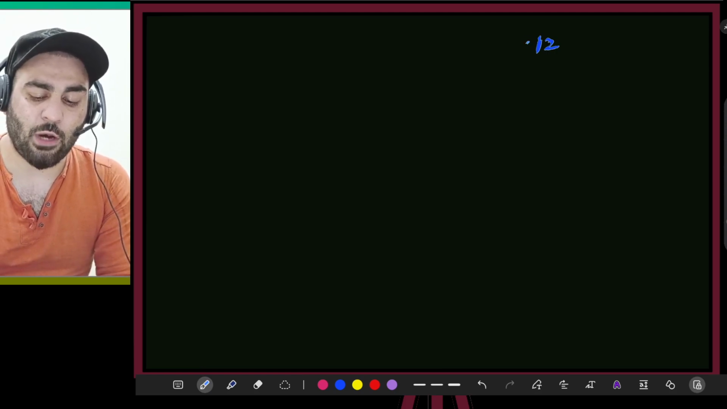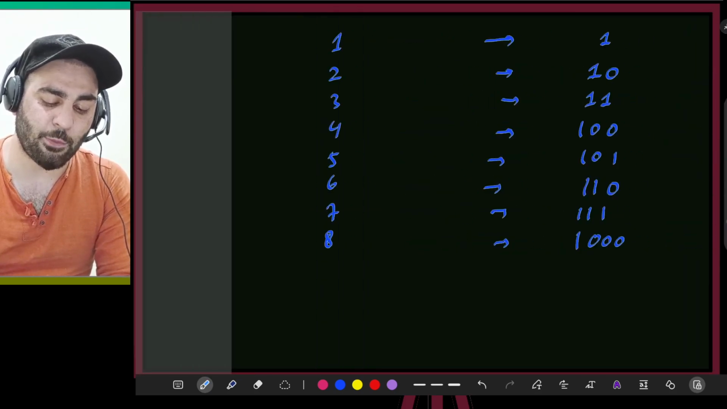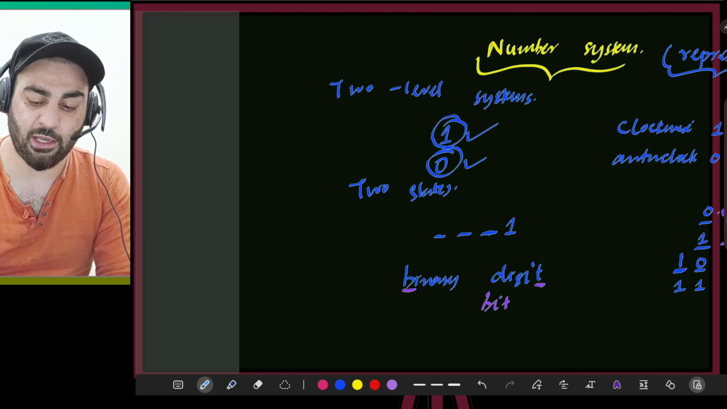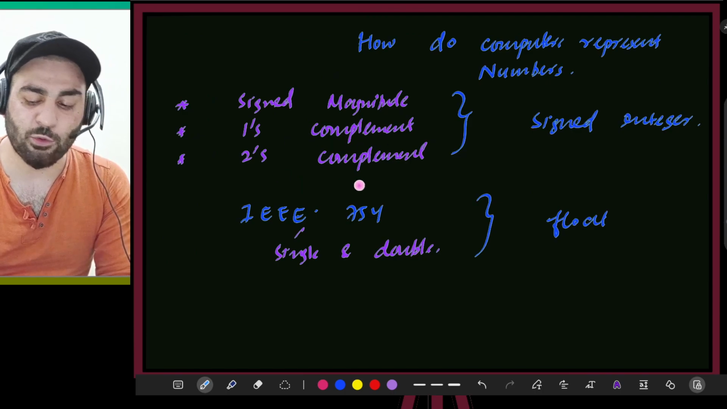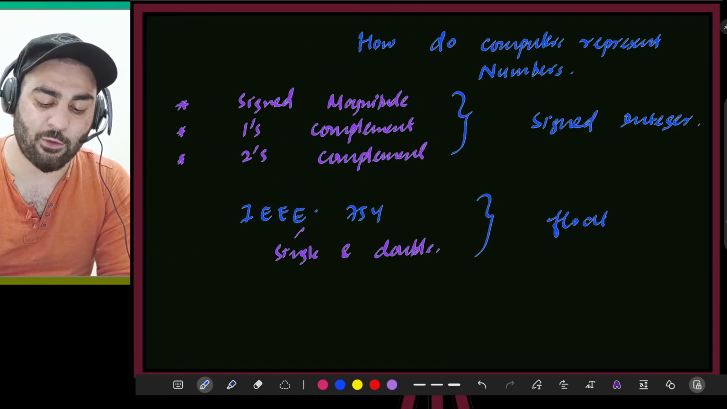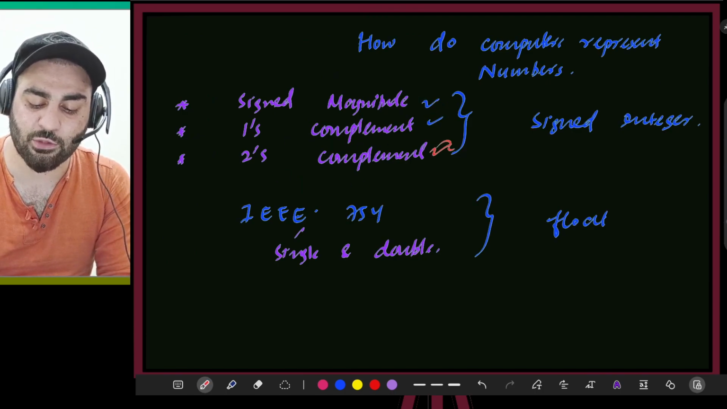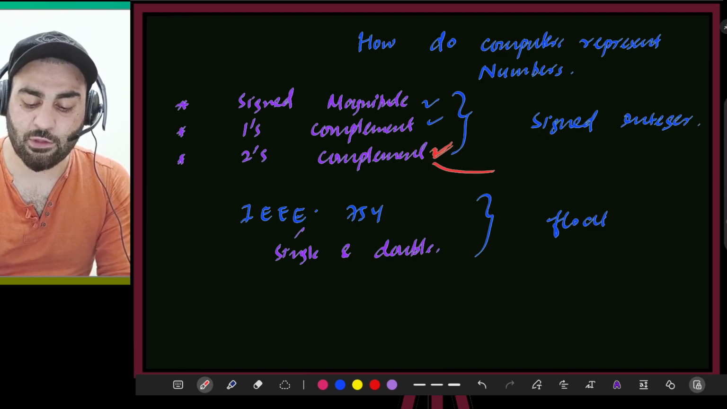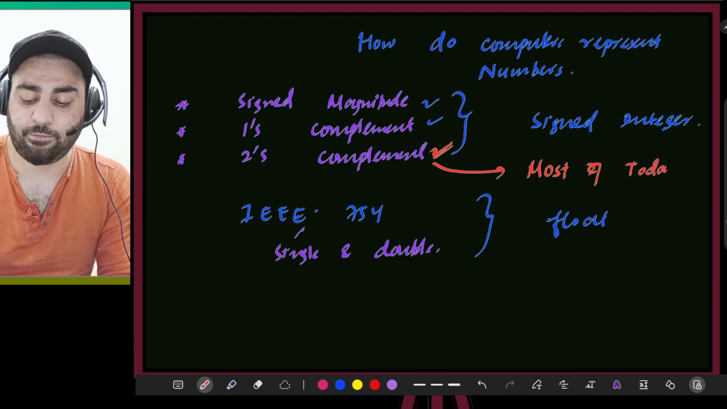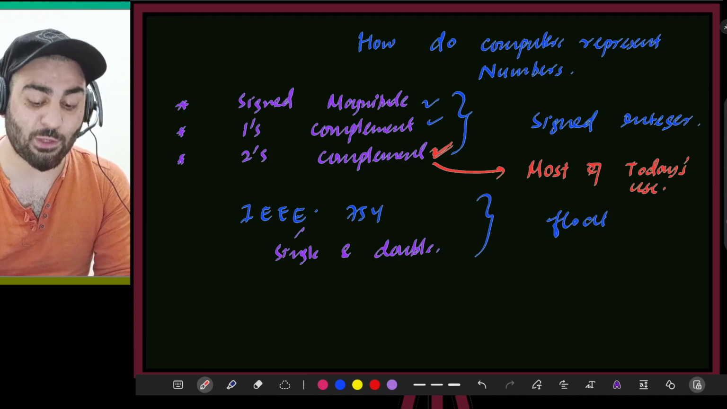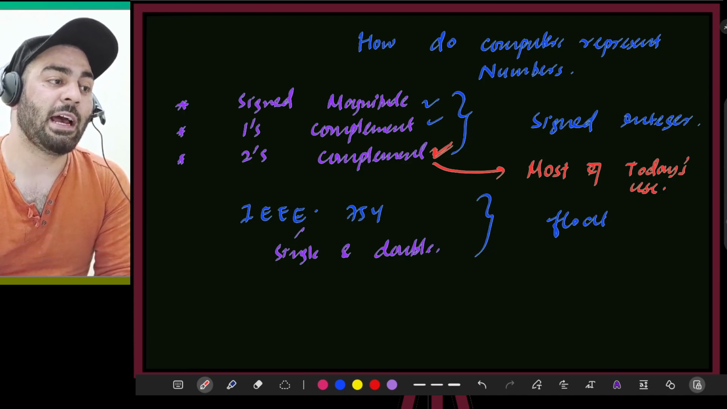I told you that there are three ways of representing these integers. The first representation is signed magnitude, then 1's complement, then 2's complement. In the earlier computers, we were using the first two. Now most modern computers use 2's complement. Now we need to see what signed magnitude is, what 1's complement is, what 2's complement is, and why we use it this way.